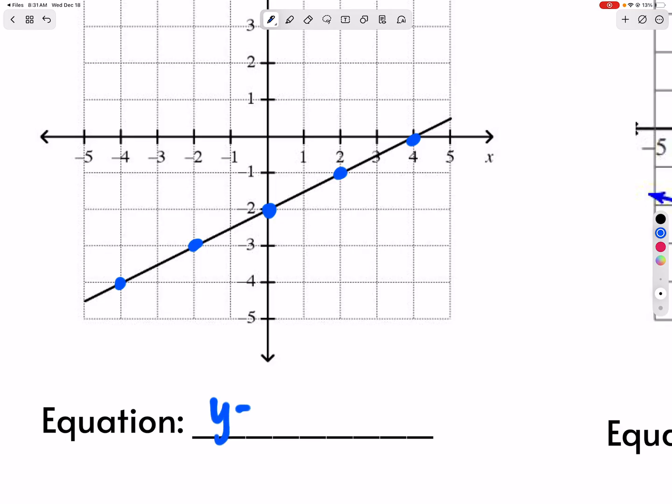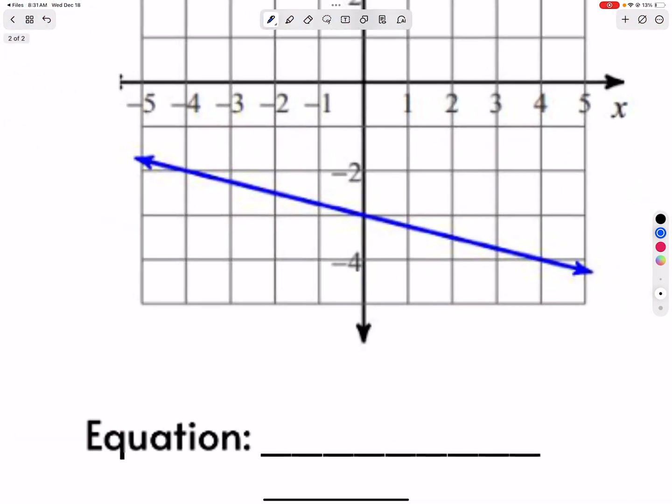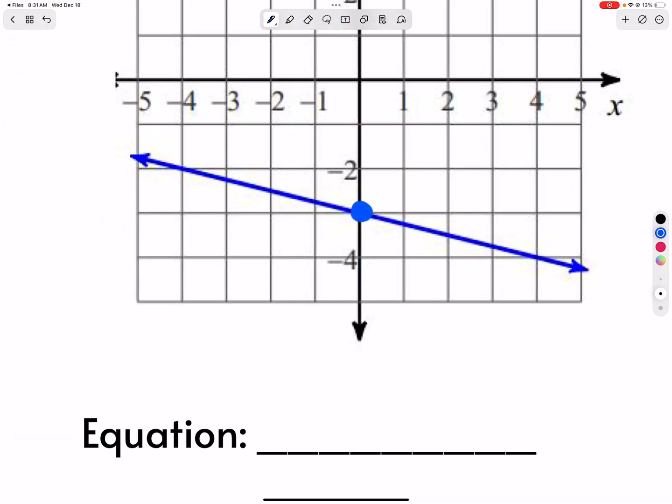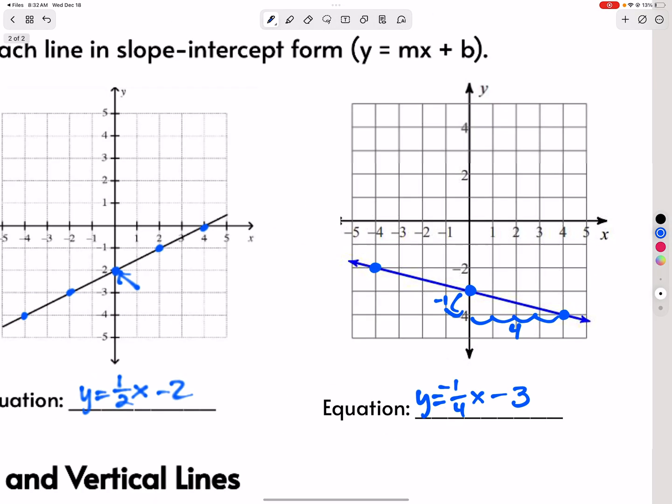All right, this is going to be up 1 to the right 2. So I have 1/2, and then it goes through at a -2 for the y-intercept. Same thing, no dots, no problem. Put a dot here, there a dot, there a dot. And this looks like I'm going down 1 to the right, 1, 2, 3, 4. So put that -1 there. We got x, and it looks like it's going through at -3.